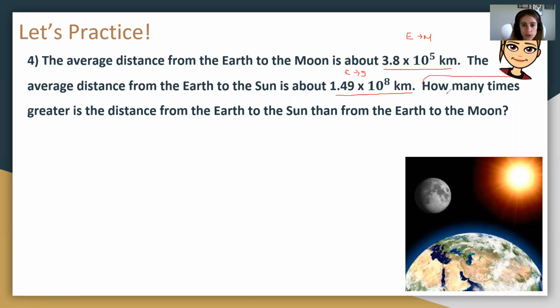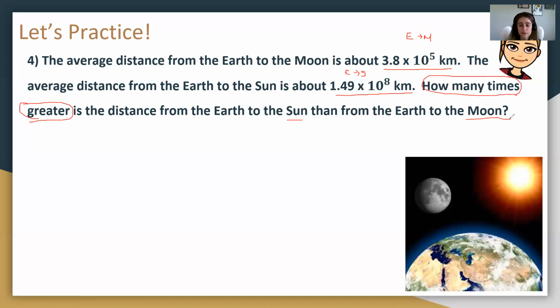So I'm going to circle that. How many times greater? And we'll just have to close off our circles. Is the distance from the Earth to the Sun than from the Earth to the Moon? So it says Sun than Moon. All right, that's a lot of information.